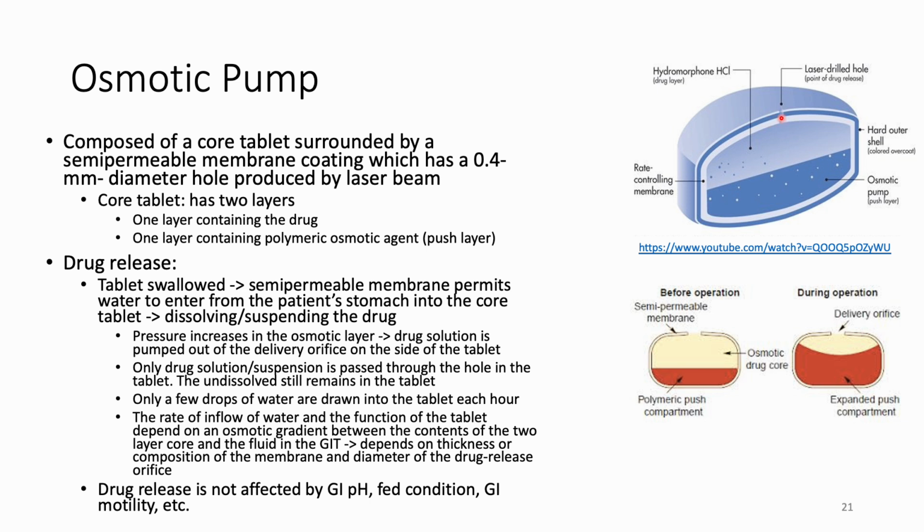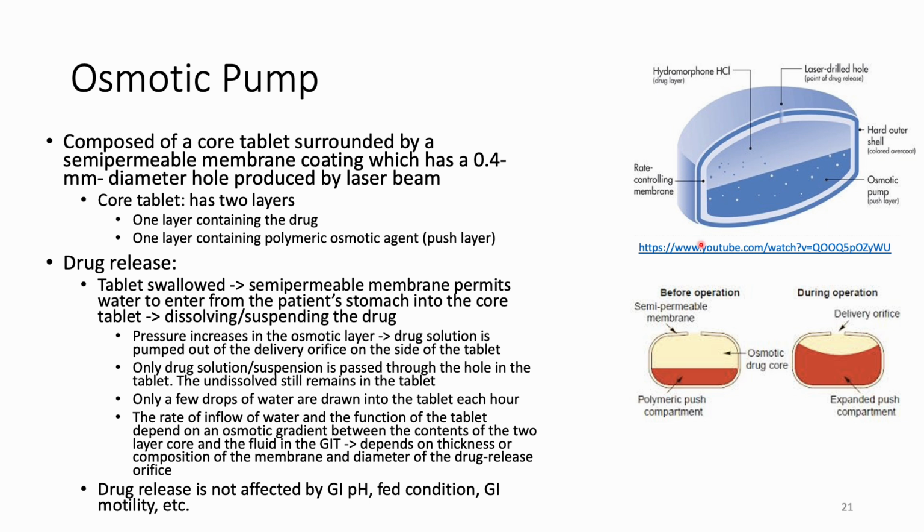Usually the hole has a diameter around 0.4 millimeter, and the hole is made from a laser beam. So the tablet includes the core tablet and the semi-permeable layer outside, and between the core tablet and the semi-permeable layer, there's a hole with a diameter of about 0.4 millimeter. How can the drugs be released out of the osmotic pump?